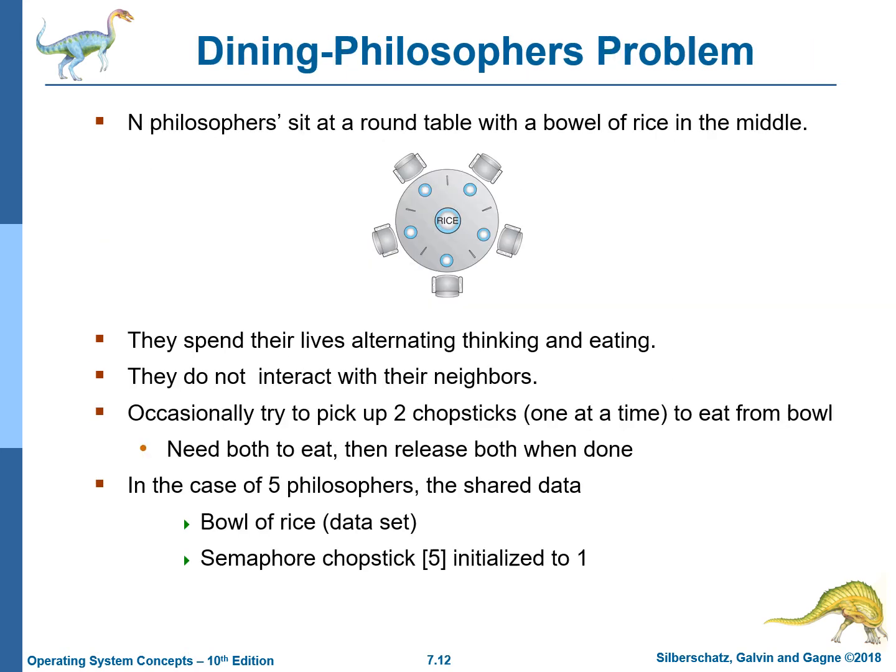Okay, now we go to the third one, which is the Dining-Philosophers problem. This one is a bit more fun, because it is like dining. In the Dining-Philosophers problem, we consider 5 philosophers. We have 5 philosophers here: 1, 2, 3, 4, 5.